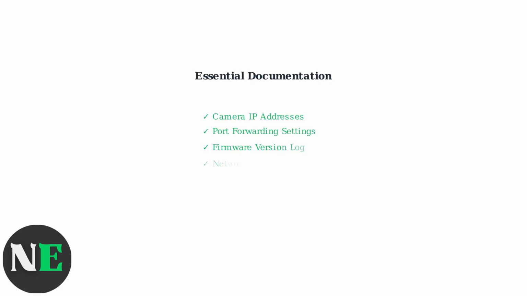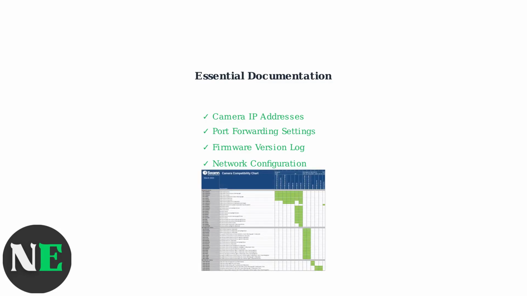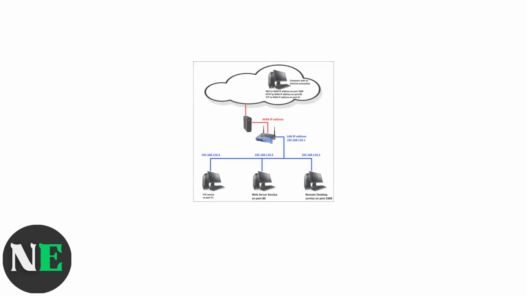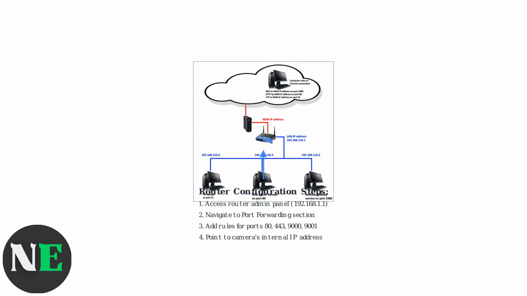Maintain detailed documentation of your camera system. Record IP addresses, port configurations, and firmware versions. This information becomes invaluable when troubleshooting issues or setting up new devices. For remote access, configure port forwarding in your router settings. This creates a pathway for external connections to reach your cameras. Each camera needs its own unique port assignment to avoid conflicts.